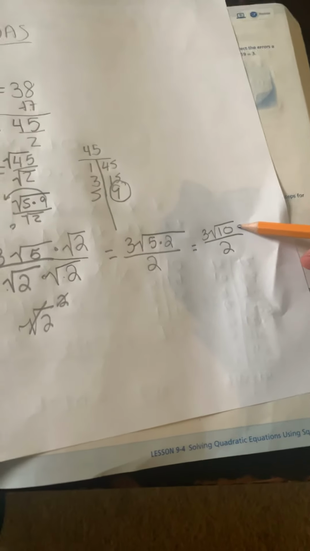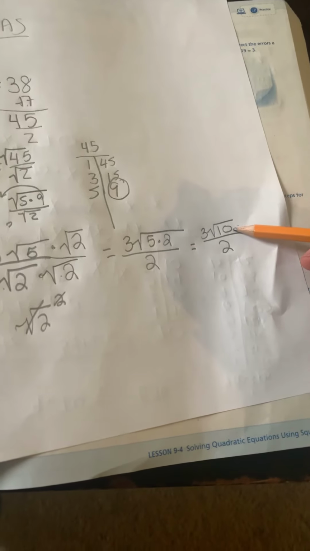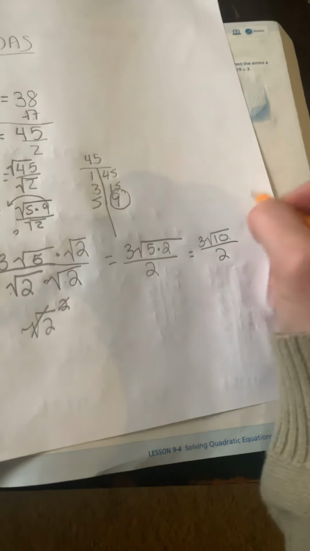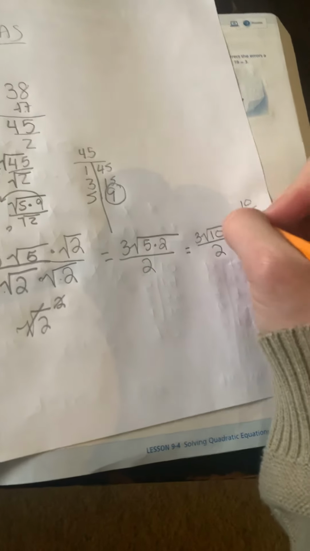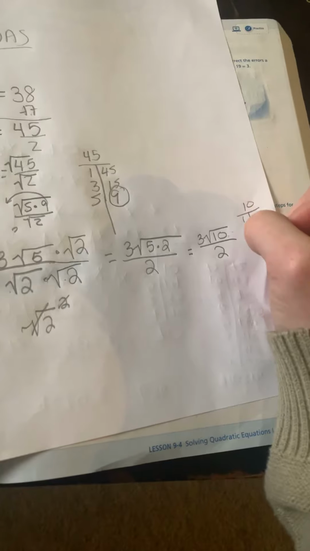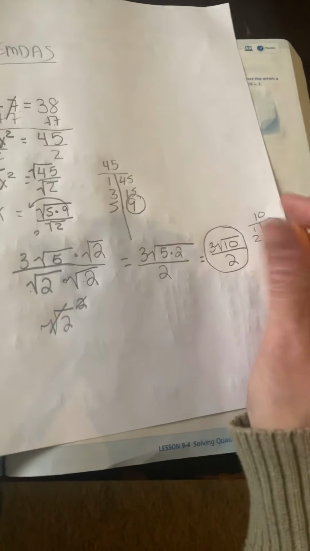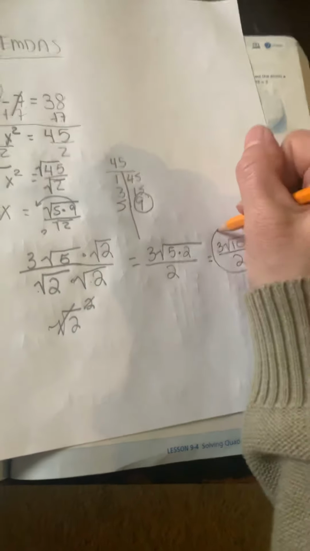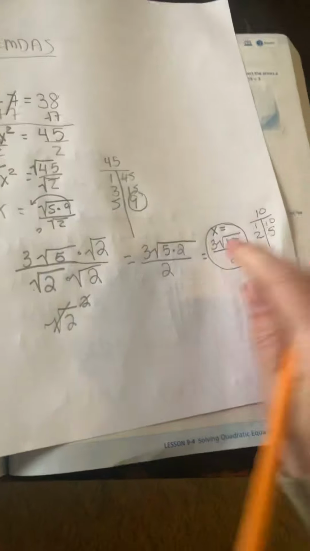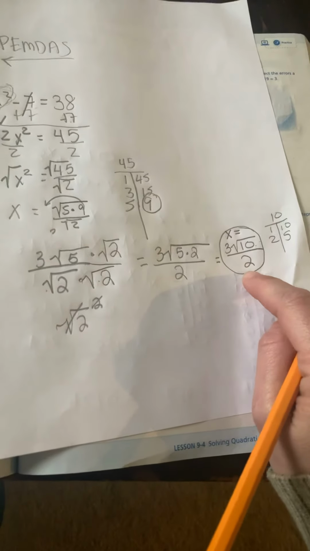And just think about if 10 has any perfect square factors real quick. 1 and 10, 2 and 5. Nope. So this is the answer: x equals 3 square roots of 10 over 2.